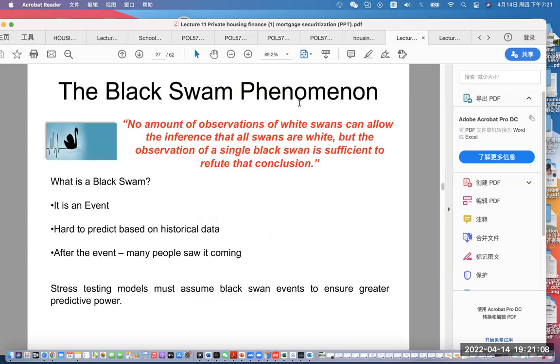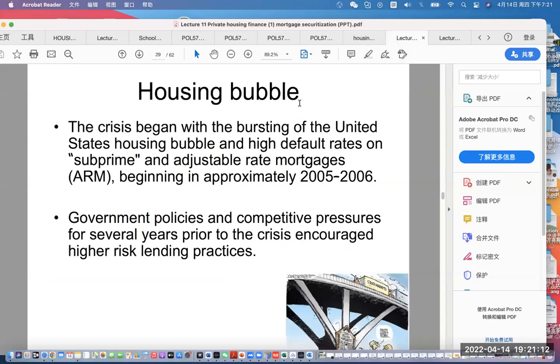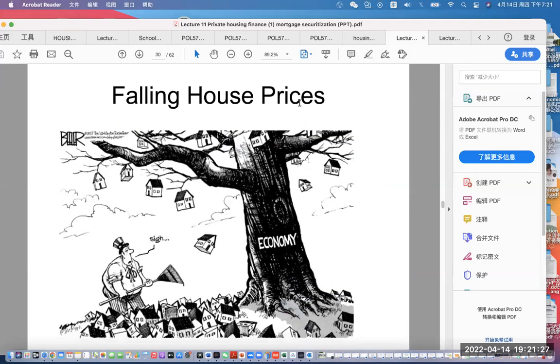How to control that? What do you mean by black swan, and why does the subprime housing crisis start from the housing bubble, right? All of these questions need your careful and comprehensive understanding of this lecture notes. I think this needs to be enhanced, okay?